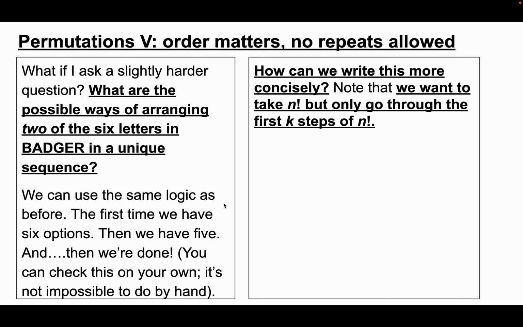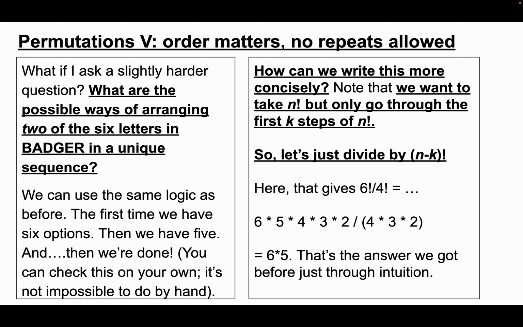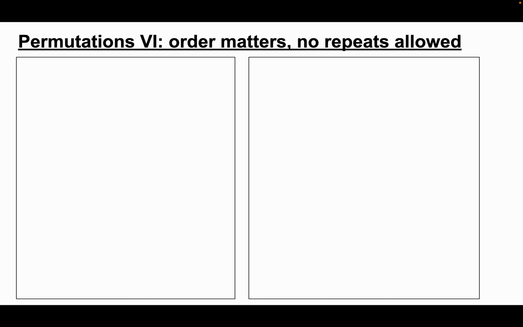So think about our task here. We want to take n factorial, but only go through the first k steps of n factorial. So what we should do is divide by n minus k factorial. Here that gives 6 factorial over 4 factorial. And note that that's going to mean, if you think about it, we're going to cancel the 4s, the 3s, the 2s, and implicitly the 1s, although we don't need to write them. And that just leaves 6 by 5. And that's the answer that we got before just through intuition. So that gives us a formula for permutations when we can't have repeats.